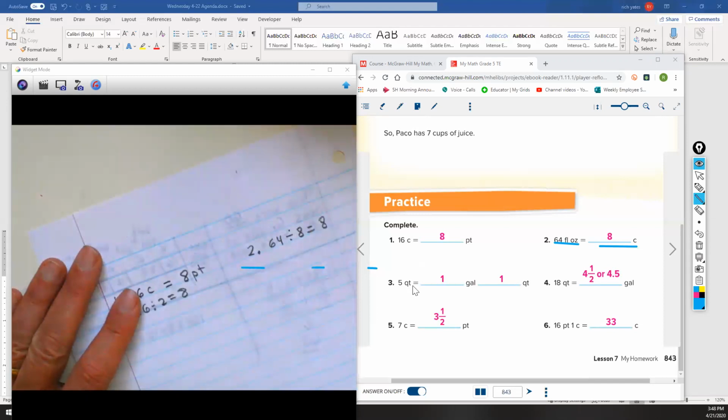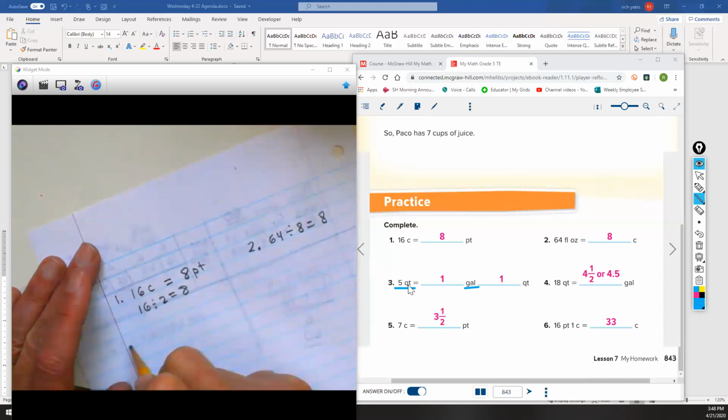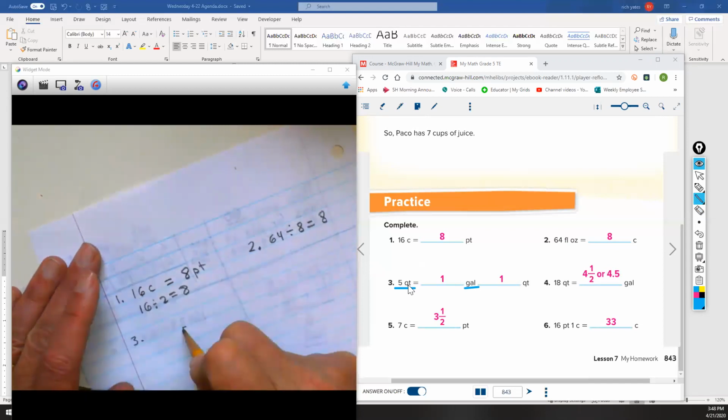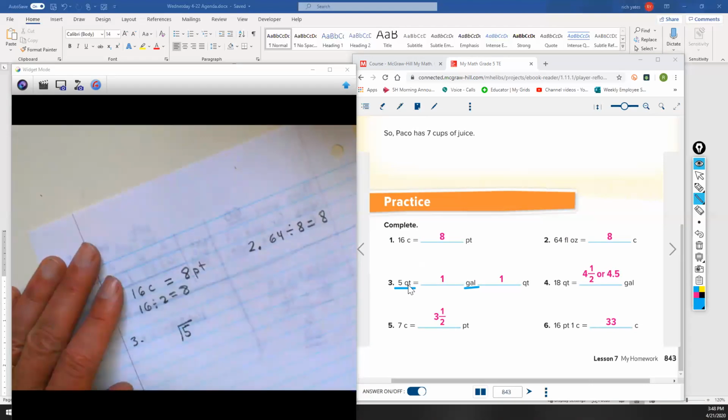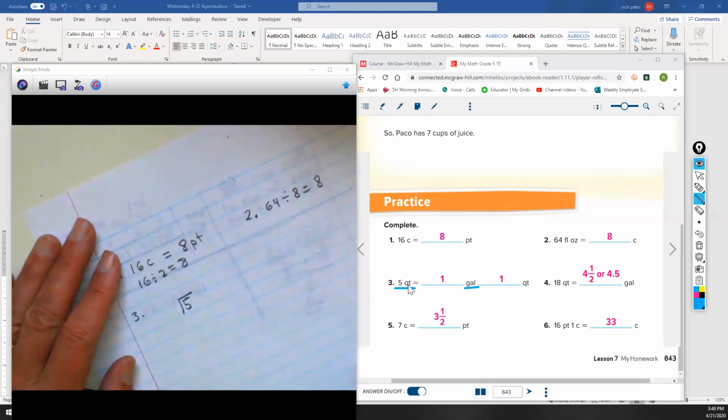On number 5, let me erase some of these extra marks here. On number 5, I was taking quarts and converting them into gallons. Since quarts are a smaller unit of measurement, that means going from smaller to bigger, so I'm going to divide. I'm going to take that 5 quarts and divide it by the number of quarts that are in 1 gallon, which is 4. I'll end up with 1 gallon and a remainder of 1.